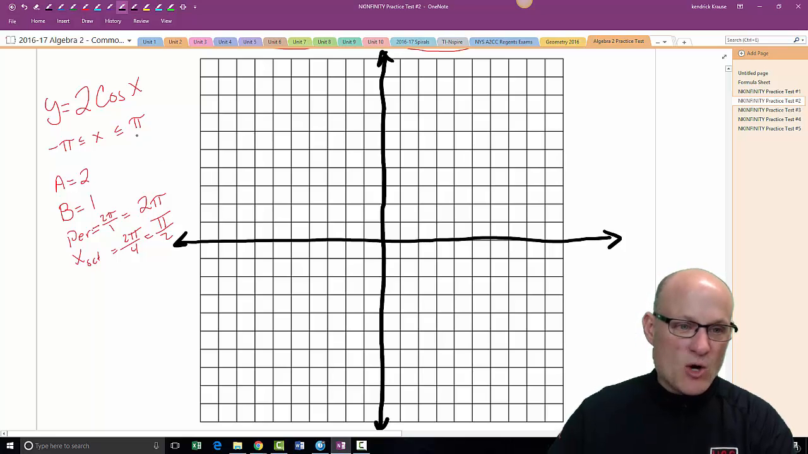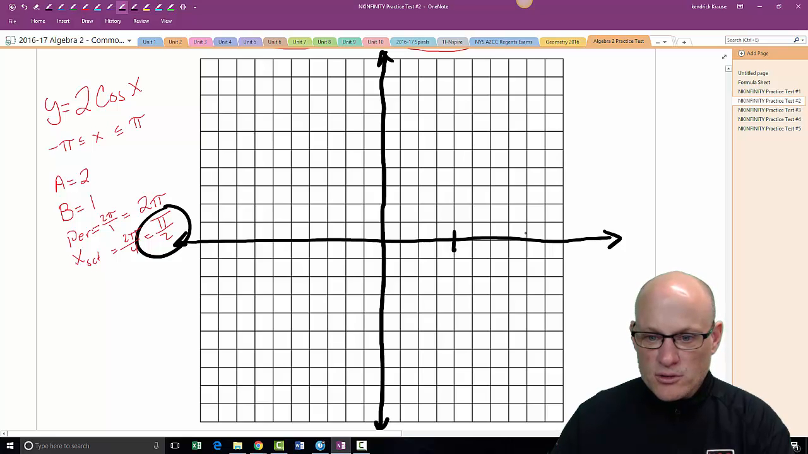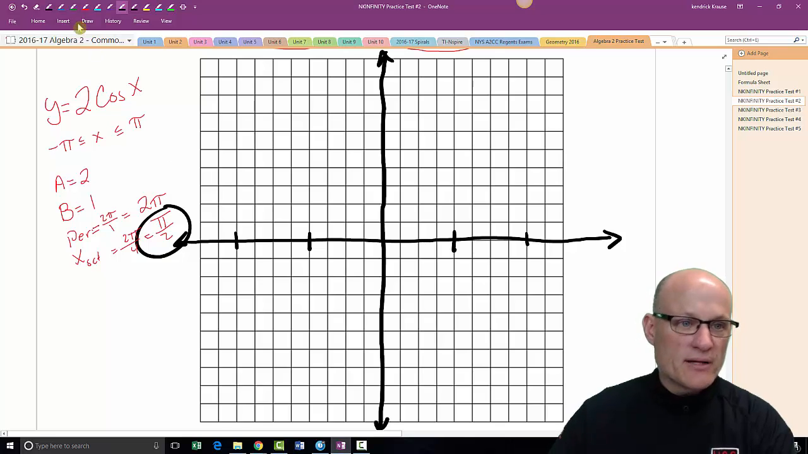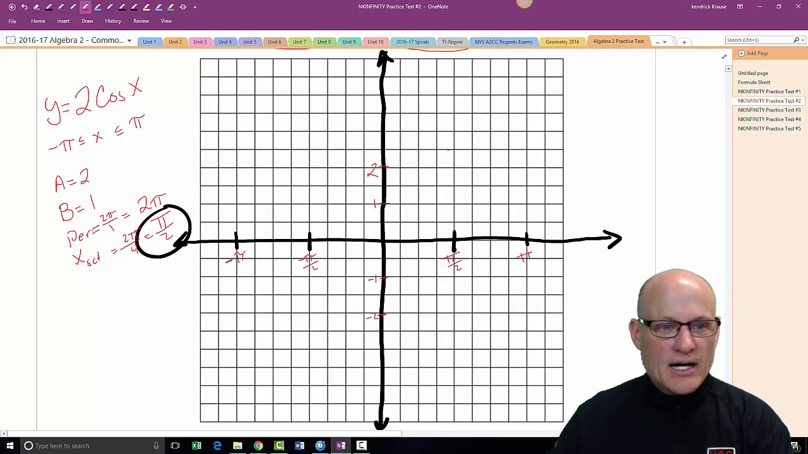All right, so we need to count by pi over 2's. So pi over 2, pi. Negative pi over 2, negative pi. All right, and we got to get our amplitude of 2. So 1, 2, -1, -2. All right, so let's graph this thing.